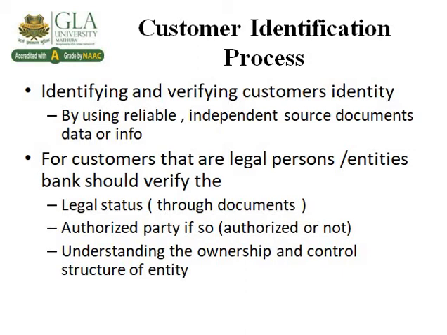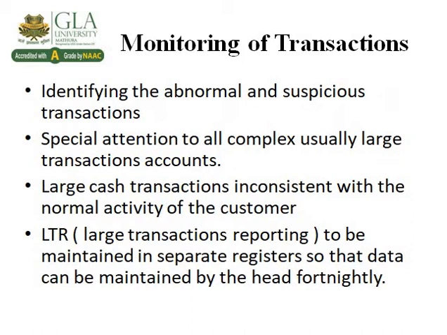Understanding the ownership and control structure of the entity: who is liable up to what percentage, who is the owner of the firm, what is the ownership and control structure. So banks have to check all these things. So this is the customer identification process. Third one is the monitoring of transactions.